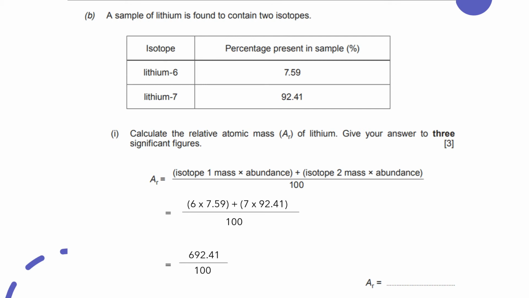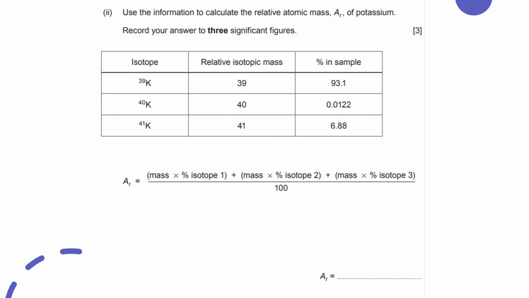And this is 692.41 over 100, which is 6.9241. However, looking at the question, it tells you to do it to three significant figures. Therefore, you would put your answer as 6.92. Very simple. Another example is this question: use the information to calculate the relative atomic mass of potassium.